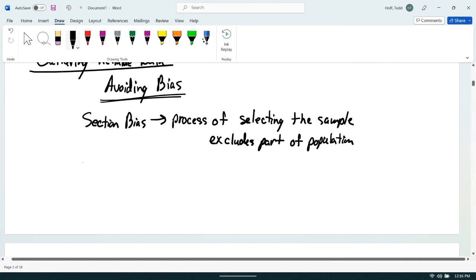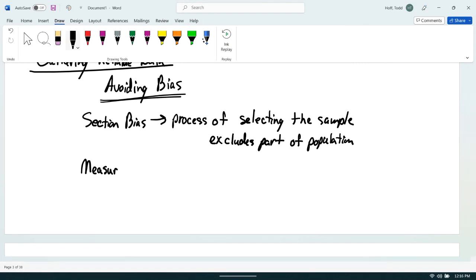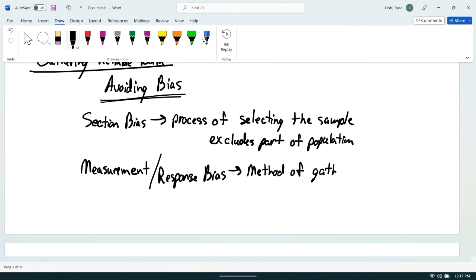Measurement or response bias is another one. So this is a little bit different. The method of gathering information excludes part of the population. So maybe we got a list of the voter registration. So we had all the voters and we selected some of them.